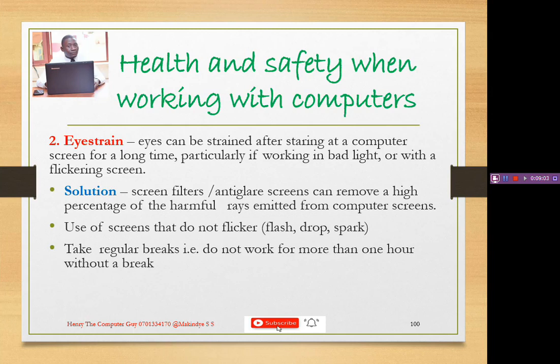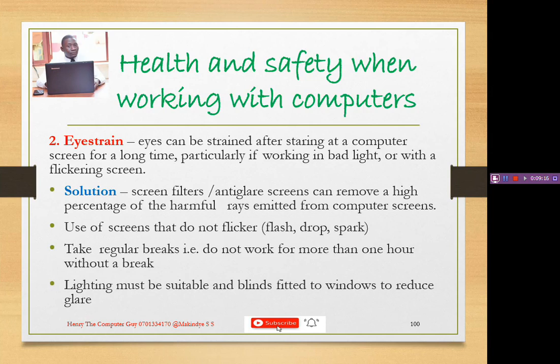So for us to overcome those, you can take some breaks every 30 minutes. You take some breaks. You stretch, etc. So lighting must be suitable and blinds fitted to windows to reduce the glare. They say you have your windows, you have to fit blinds such that the lighting in the room is appropriate and enough, such that you do not strain your eyes to look at something that is not visible. We continue.